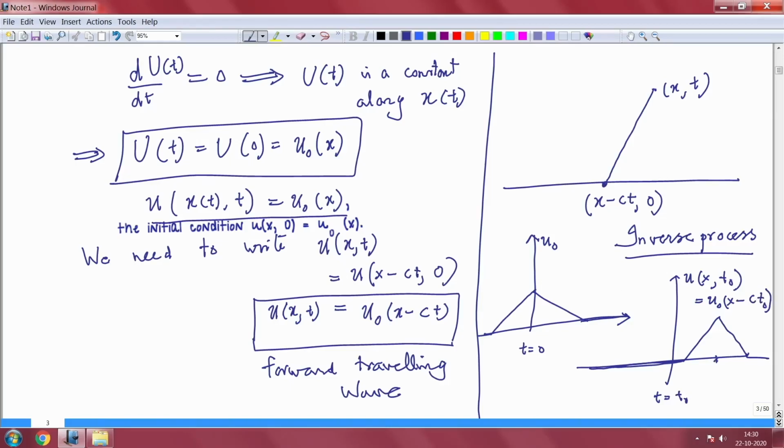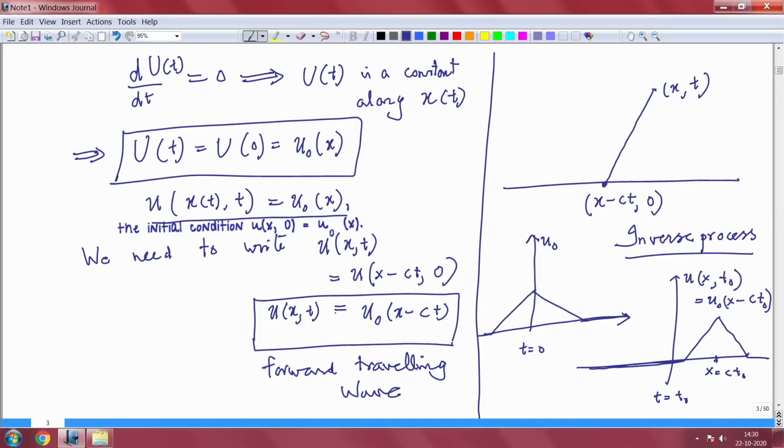So, this is nothing but the point x equal to c t naught. So, you see it moved. As t moves, you have an initial profile, and the graph moves in the forward direction, and you can also draw a 3-dimensional picture of the same. So, that is what we wanted to show in this example.